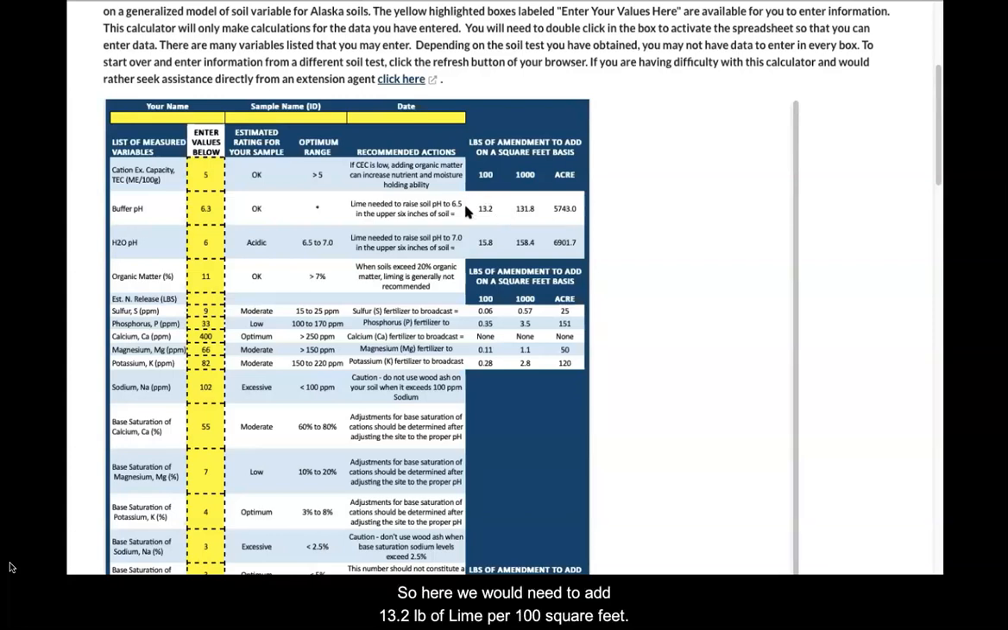So here we would need to add 13.2 pounds of lime per 100 square feet if we want to get to 6.5. If we were trying to actually get to 6.5 to 7 pH, we'd want to add 15.8 pounds per 100 square feet. Going on down and looking at sulfur, it's asking for 0.06 pounds of sulfur per 100 square feet. This is just sulfur nutrient. It's not the actual type of fertilizer amendment. This is just the amount of these different types of nutrients.